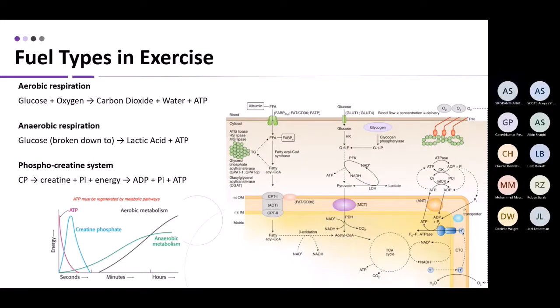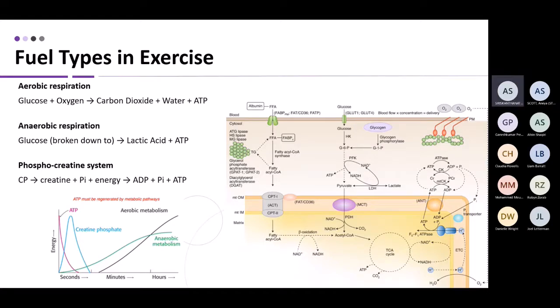So just quickly going through the different types of fuels. Aerobic respiration and anaerobic respiration, I think we went through when we were doing the respiratory system. Aerobic respiration is the one that yields the highest amount of ATP.